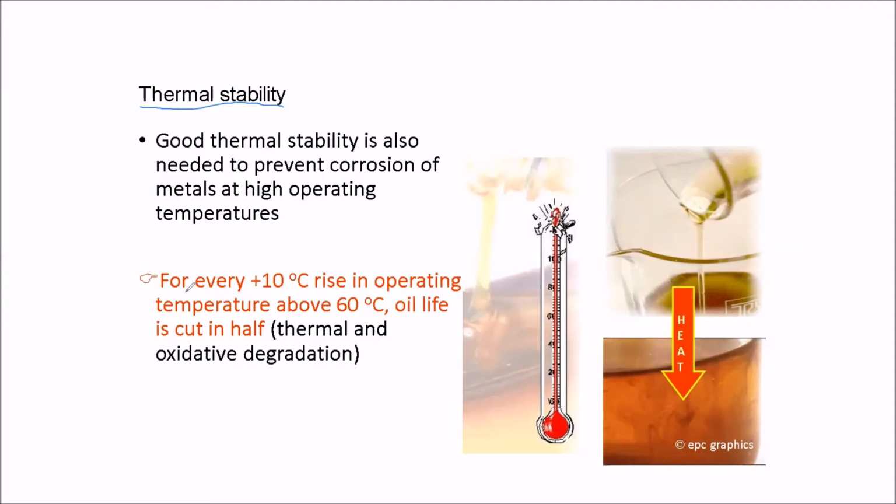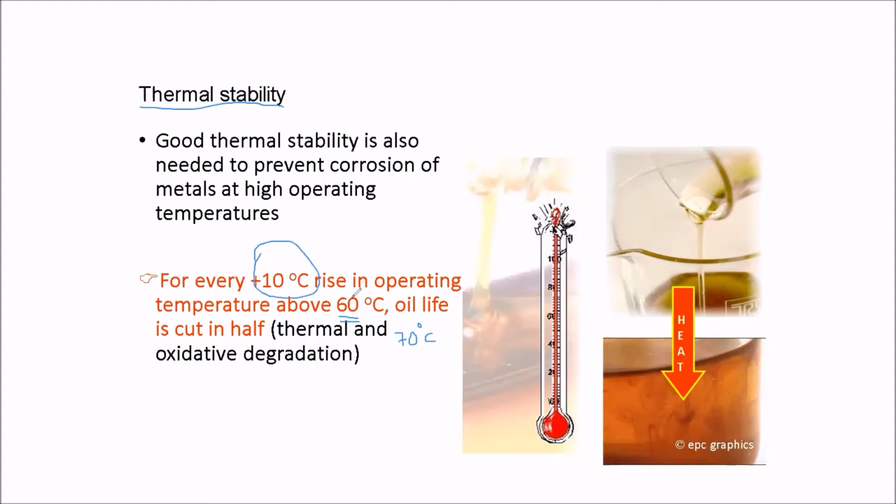Important here: for every 10 degrees Celsius rise in the operating temperature above 60 degrees, oil life is cut in half. For example, let's say you can use your oil for 6 months operating at 60 degrees Celsius, and then suddenly you increase to 70 degrees Celsius. That means your oil will only last for 3 months. You already lose half of the oil life. So every 10-degree increase, the life of the oil will reduce by half.